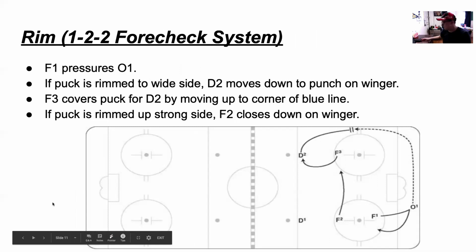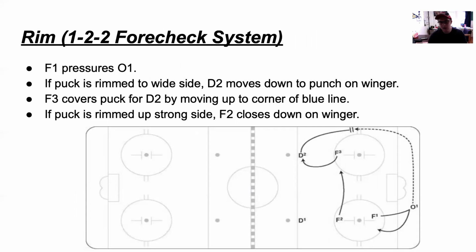And then we have the rim. So F1 pressures O1. If the puck is rimmed to the wide side, D2 moves down to pinch on the winger. F3 covers the puck for D2 by moving up the corner of the blue line. And if the puck is rimmed up the strong side, F2 closes down on the winger.